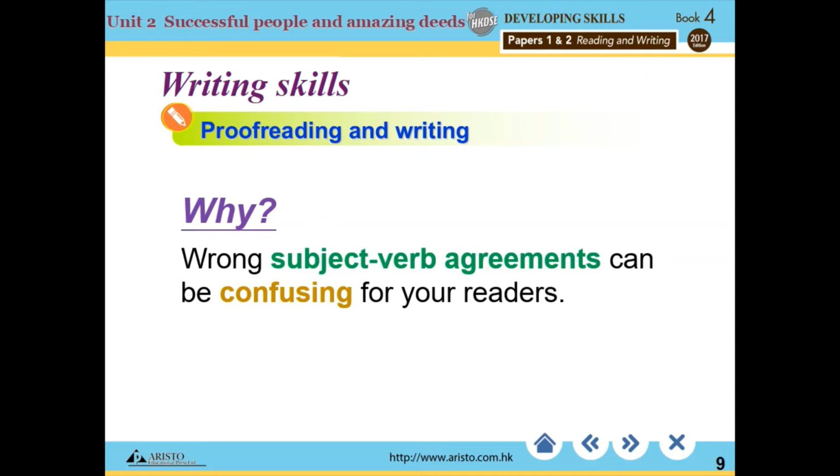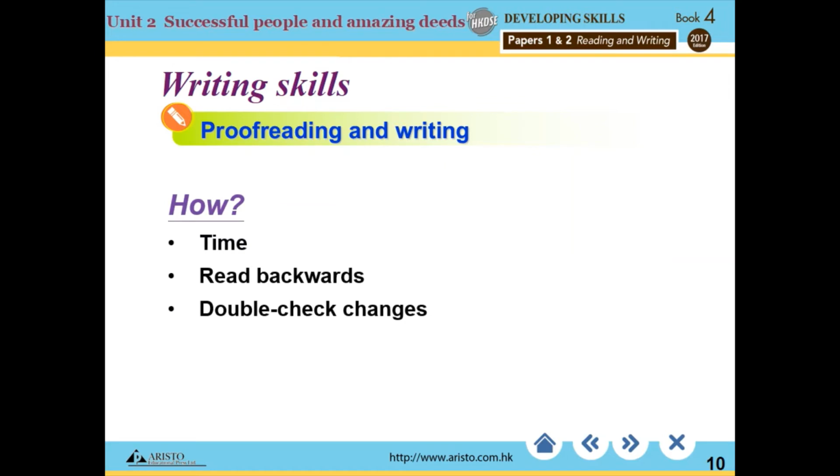So, how can you proofread your own writing? First, you must plan to spend time on proofreading at the end of your piece of writing. If you only have 1 hour to complete one piece of writing, you should stop writing when there are 5 to 10 minutes left and start proofreading. Second, you can use the method of reading backwards to help you spot mistakes. I'll show you how to do that in just a second.